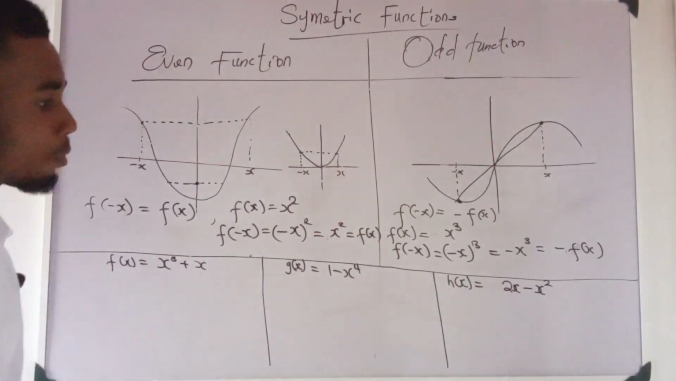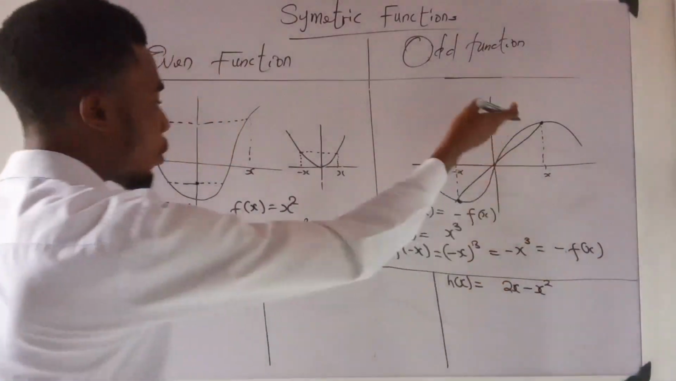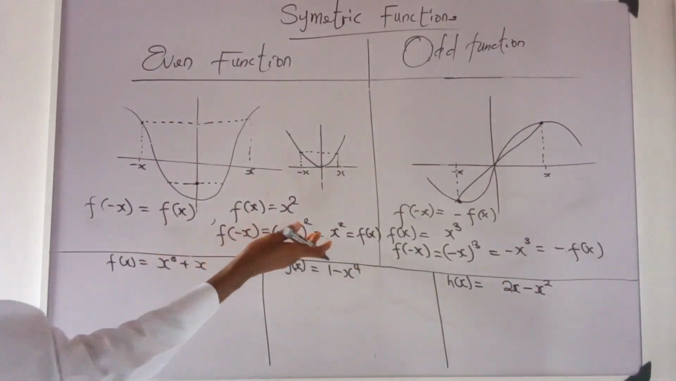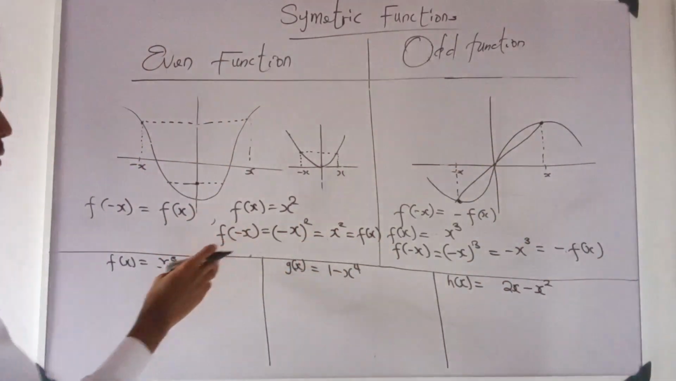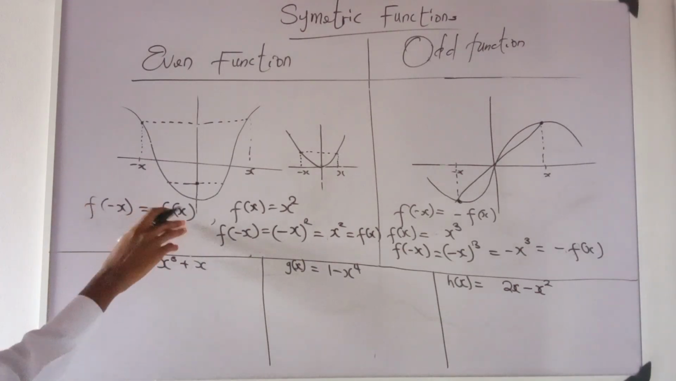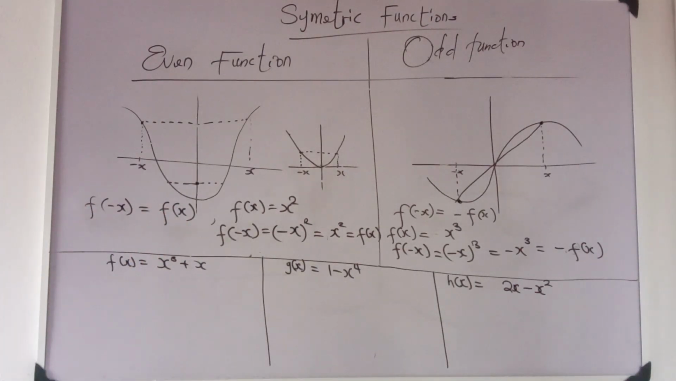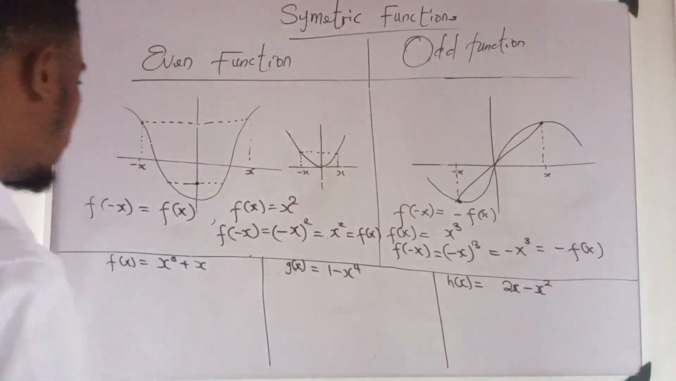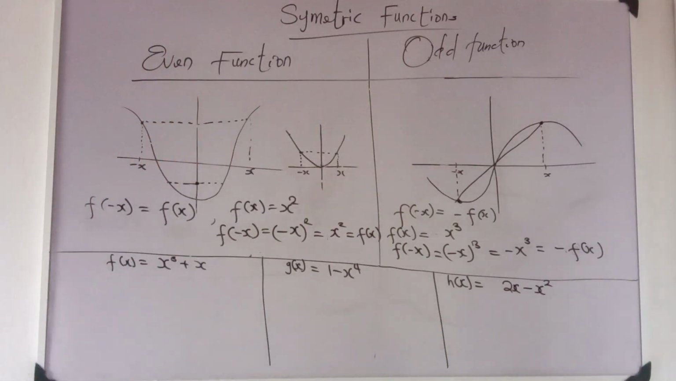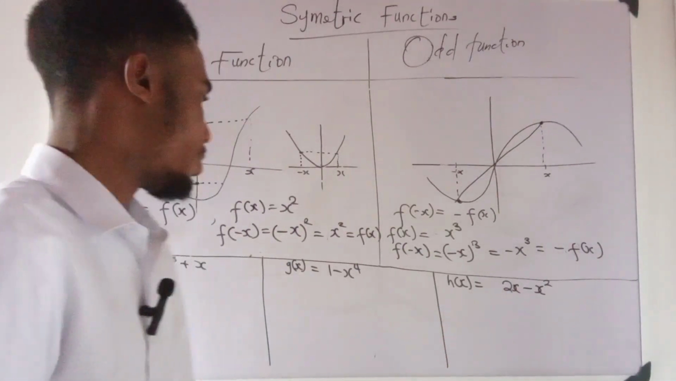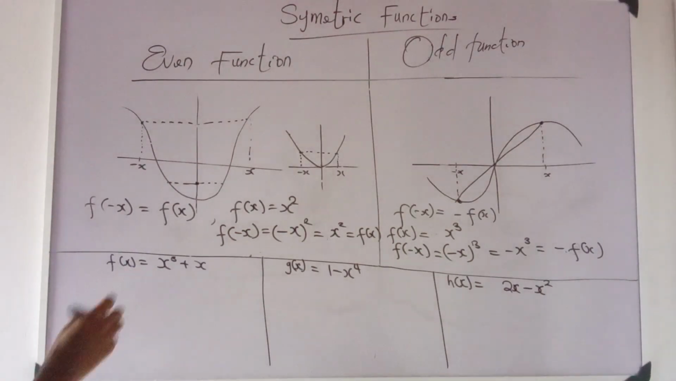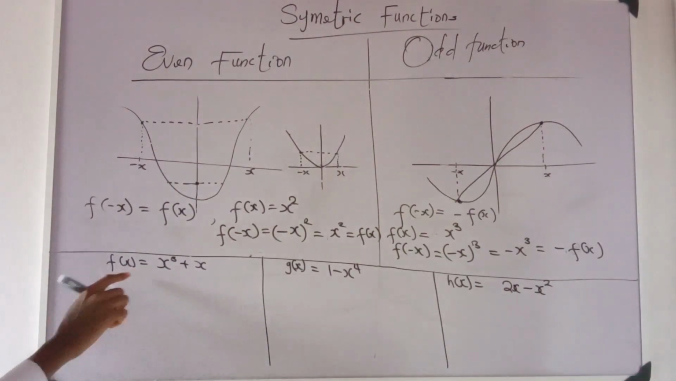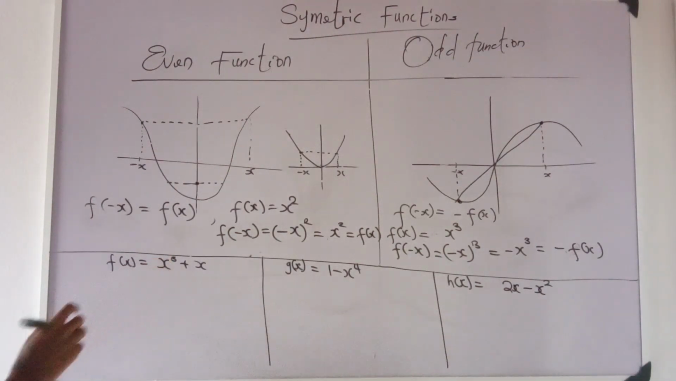So we call functions that behave like this odd, while we call functions that behave this way, producing f of minus x equal to f of x, even. All right, I have three functions down here, so we're going to classify them as even, odd, or neither even nor odd. Let's look at the first one: f of x equal to x cubed plus x.